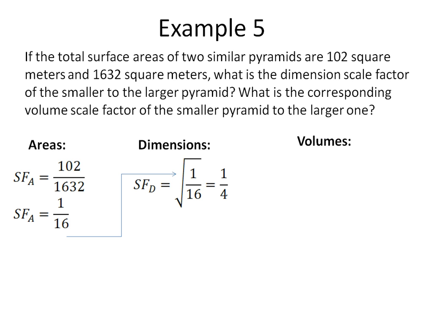So now we're ready to find the volume scale factor, which is simply the base scale factor, 1 over 4 raised to the third power, which we find is 1 over 64. So if we knew what the original volume was, we could divide that by 64, and that would tell us what the small one had.